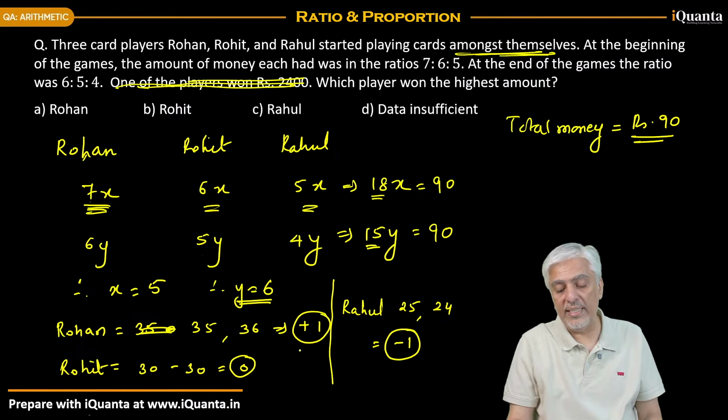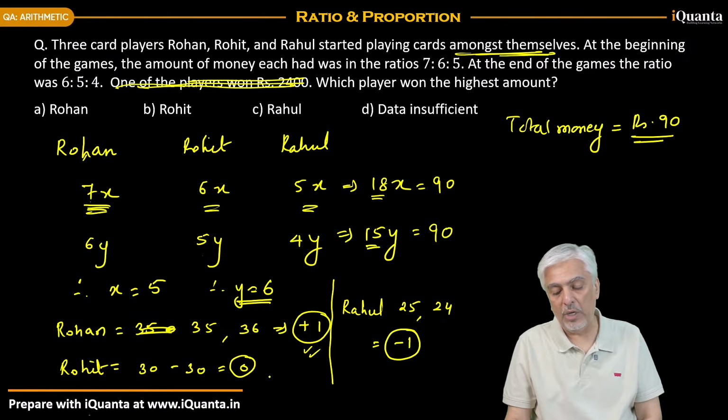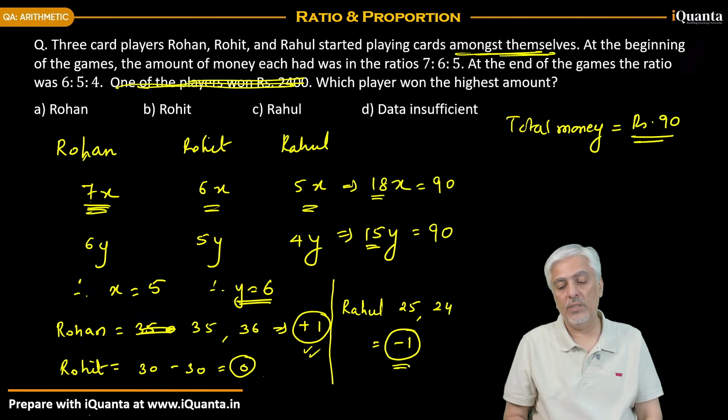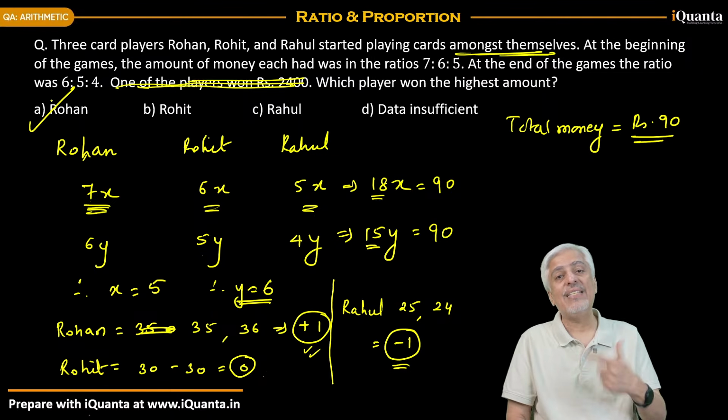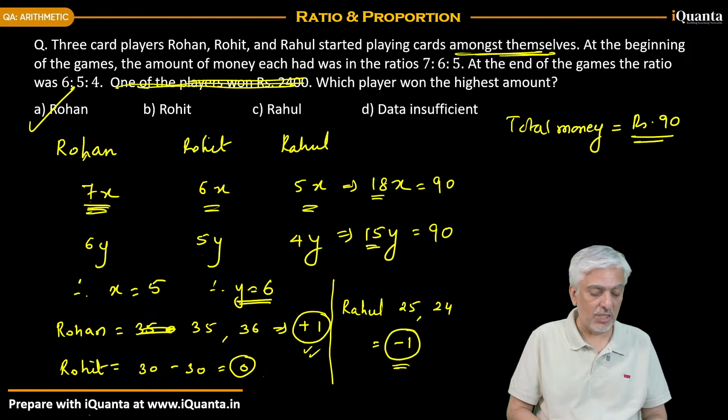So Rohan is the only winner. Highest, lowest is a matter for later. Rohan is the only winner because Rohit has at the end earned nothing nor lost anything, and Rahul has lost 1 rupee. So whatever Rohan won, Rahul has lost. The answer is Rohan. Now I can make more things in this question. First understand this much. Have you all understood this much? First, then I'll make more things.